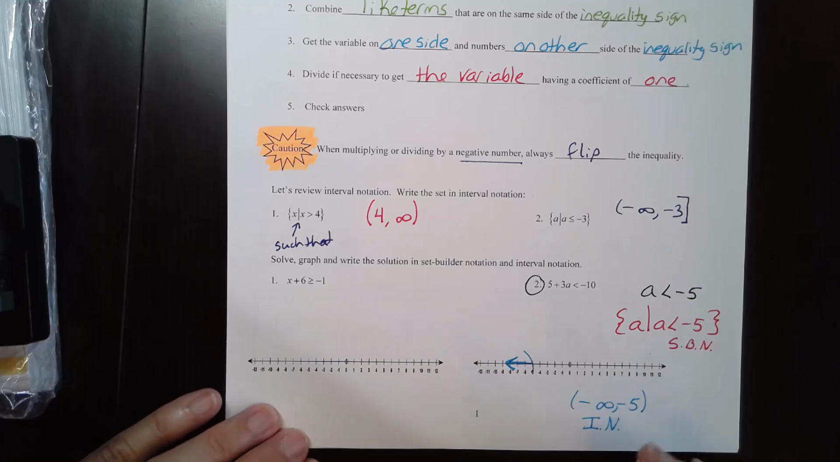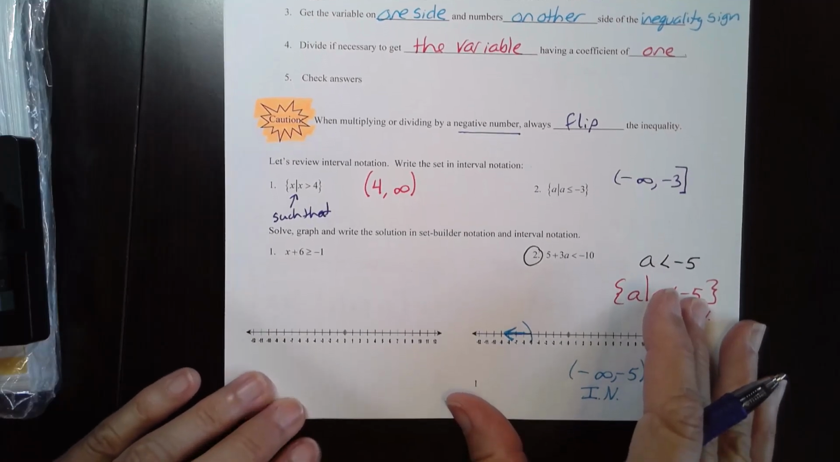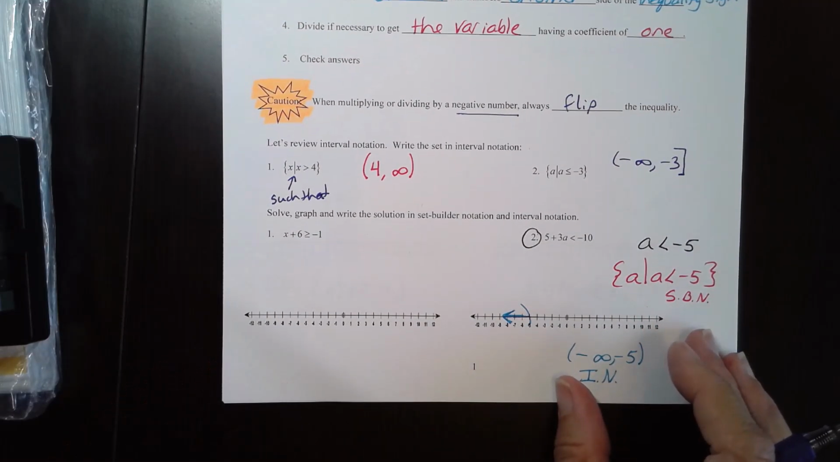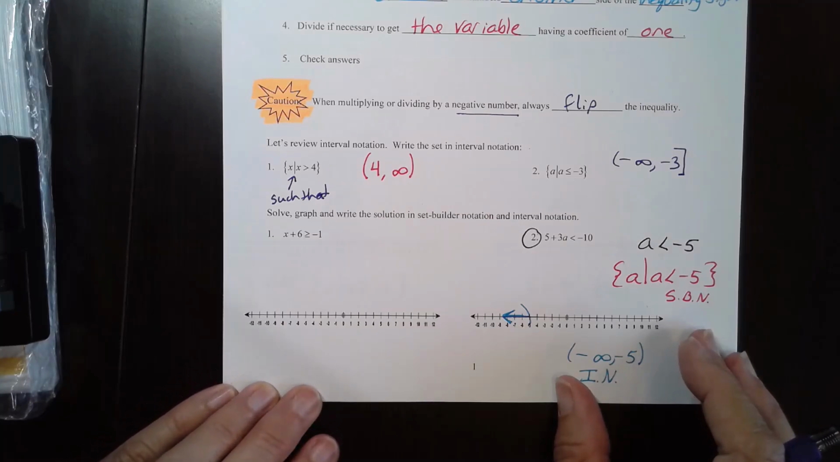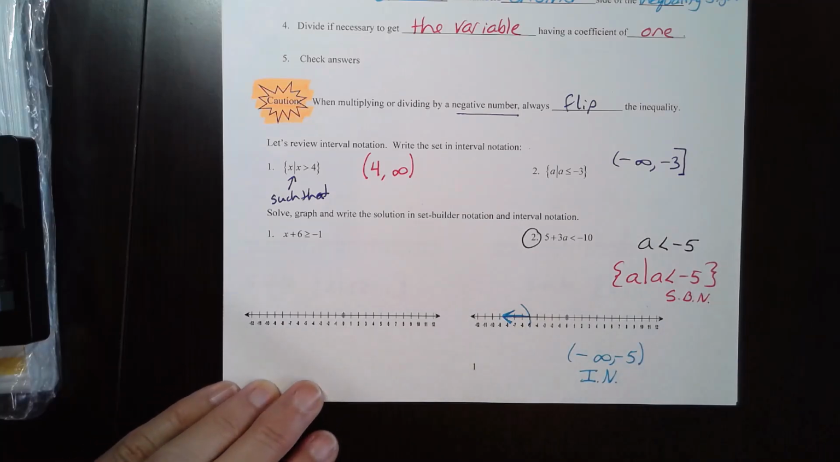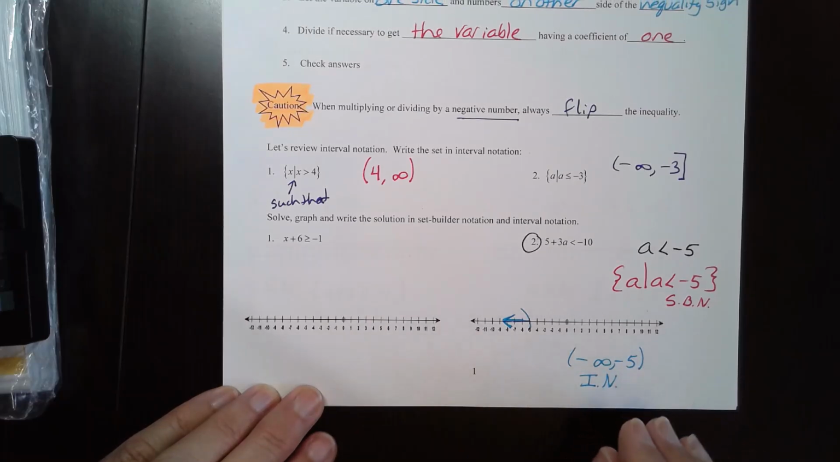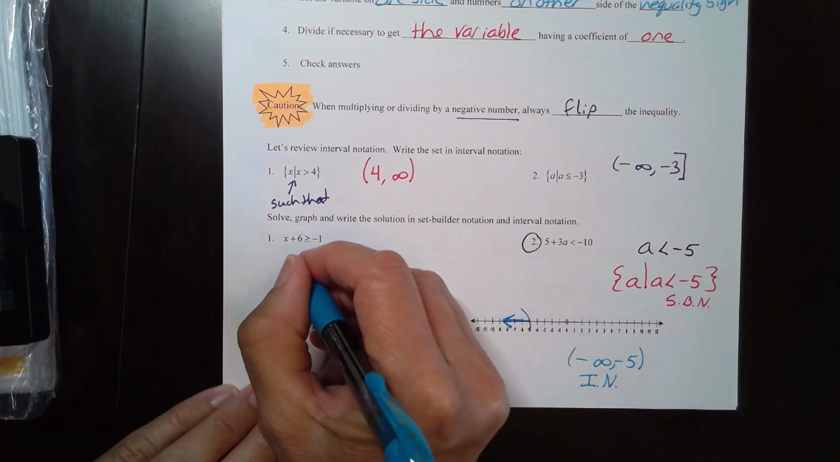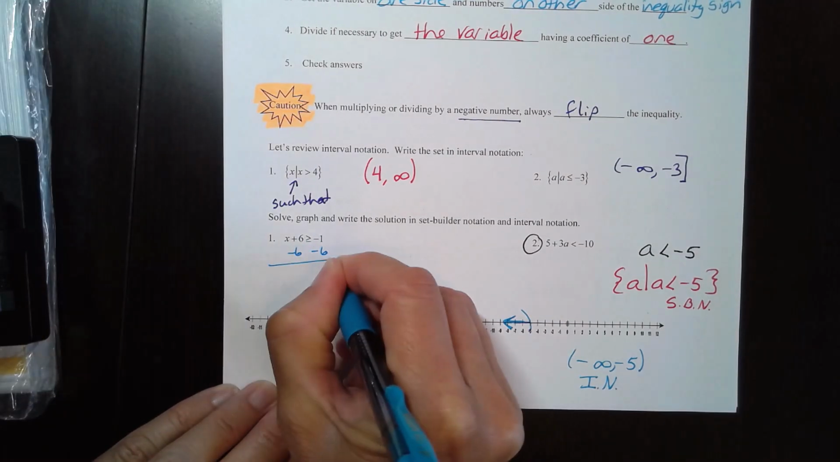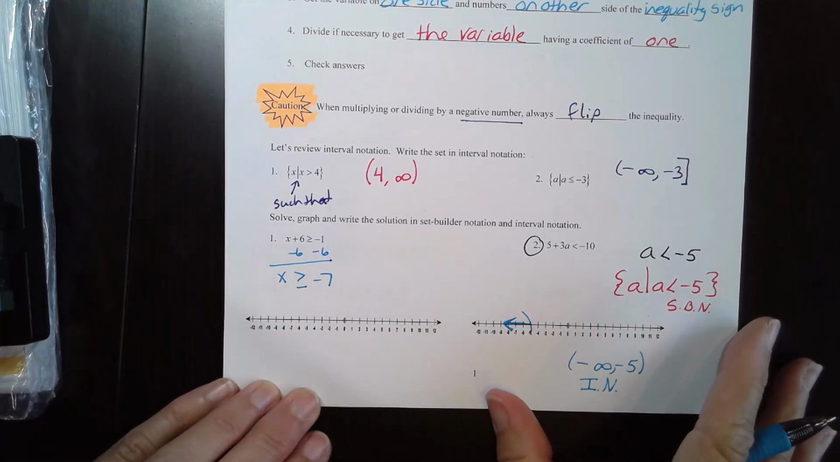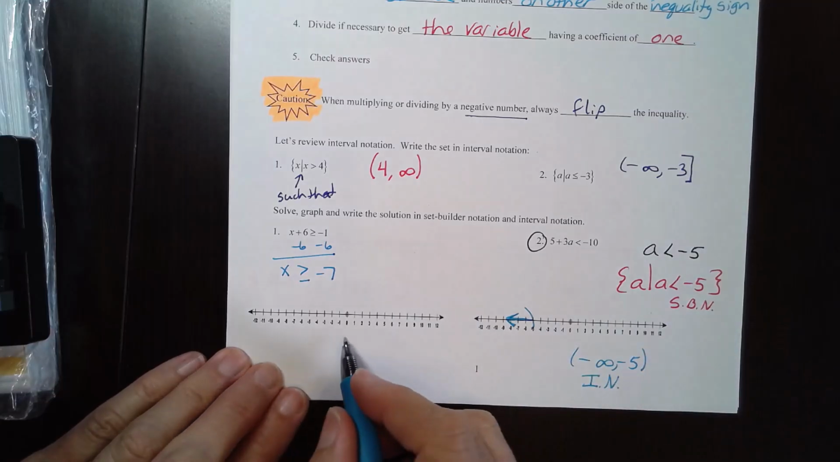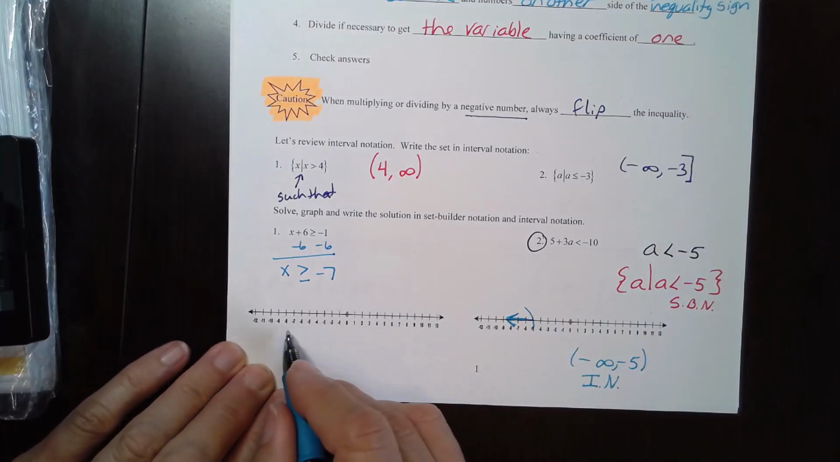So for example, let's go ahead and solve, graph, and write the solution in set builder notation and in interval notation. Number 1, x plus 6 is greater than or equal to -1. So if we go through the steps, we need to remove parentheses, which we don't have any. We need to combine like terms that are on the same side if there were any, and there aren't. We need to get variables on one side and numbers on the other side. So we're going to subtract 6 from both sides. So x is going to be greater than or equal to -7. So on the number line, 0 is in the middle, positives are to the right, negatives are to the left.